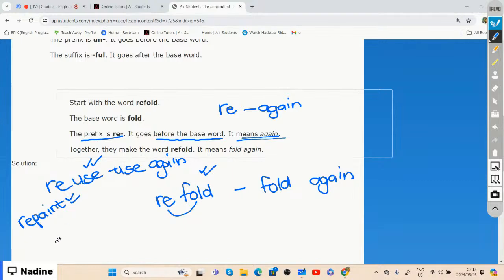What else? Give me another word where we can use re in front that shows that we are going to do something again. Yes, we can reread something. And when we reread something, we're going to read it again. Yes, redo. Once we redo something, we do it again. Beautiful.